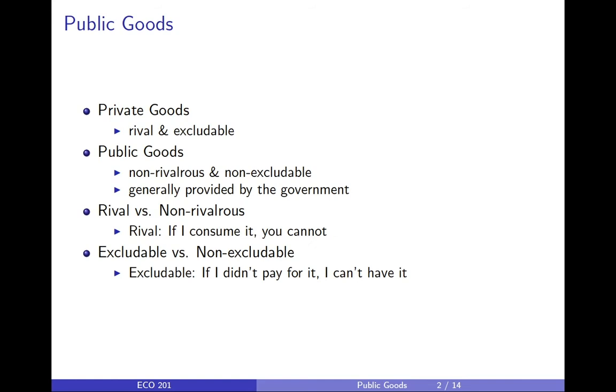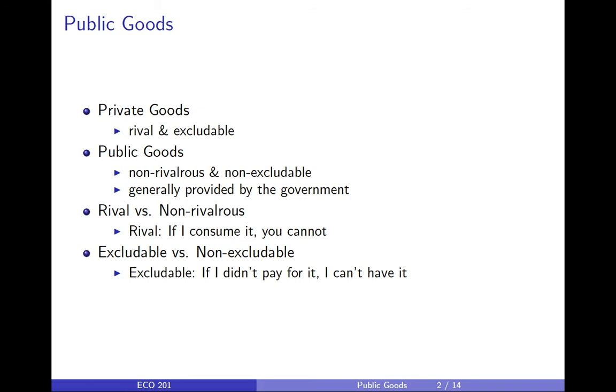All goods we have talked about so far this semester are what we call private goods. Private goods are defined as both rival and excludable. A good is rival if consuming it prevents someone else from consuming it. Think of an apple. If I eat the apple, you can't.